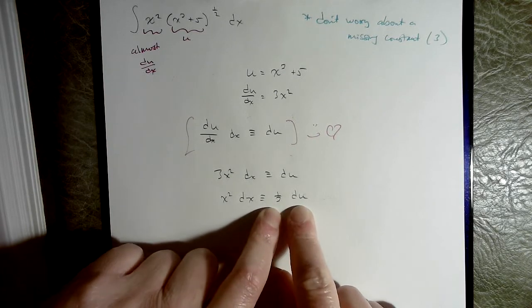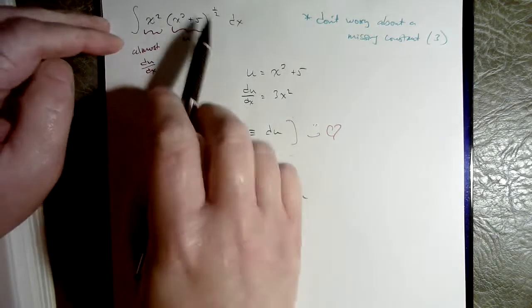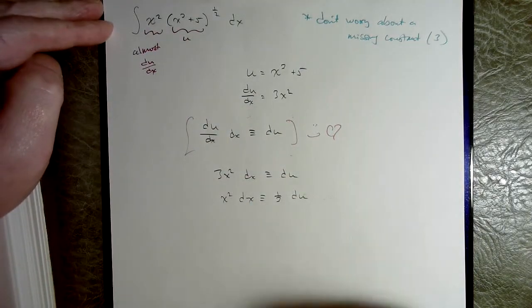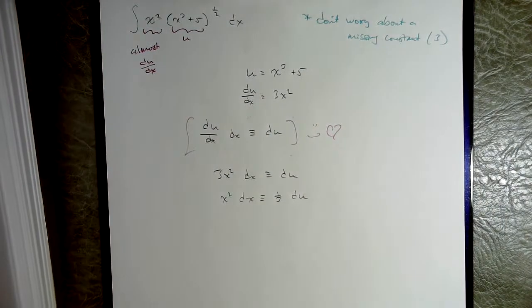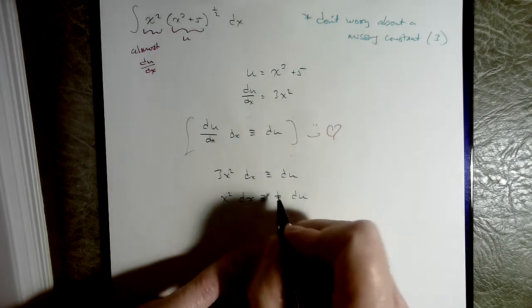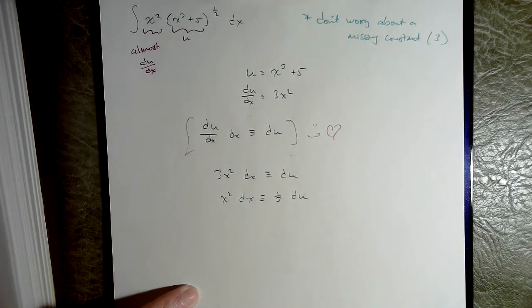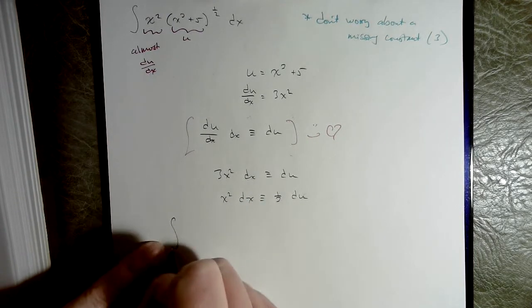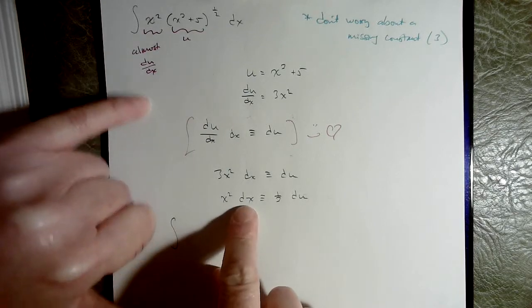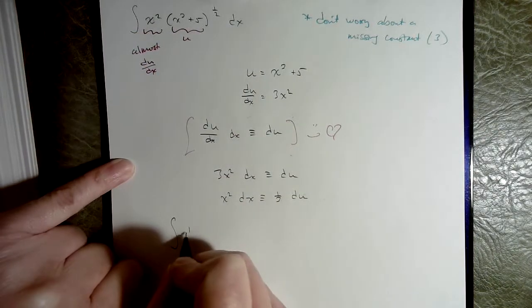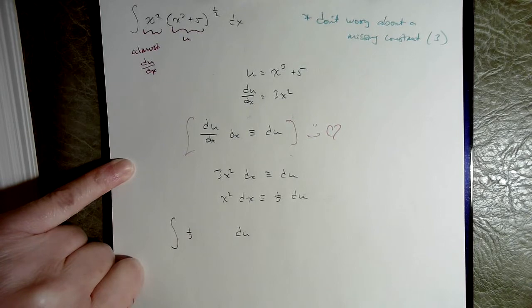I need that du to function as a bookend. It's not a piece that moves and interacts with other pieces. It's the bookend that tells me how to do the integration. So I want that 1/3 to be a movable part. And here's how you swap it out. x squared dx swaps out for 1/3 du.